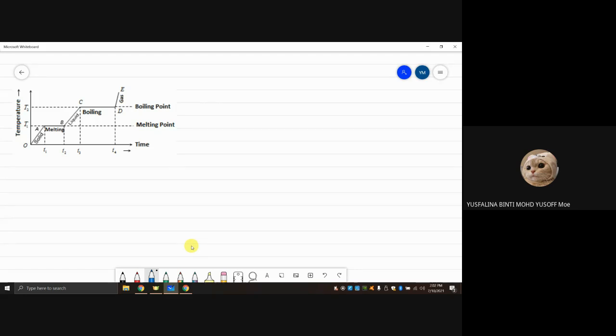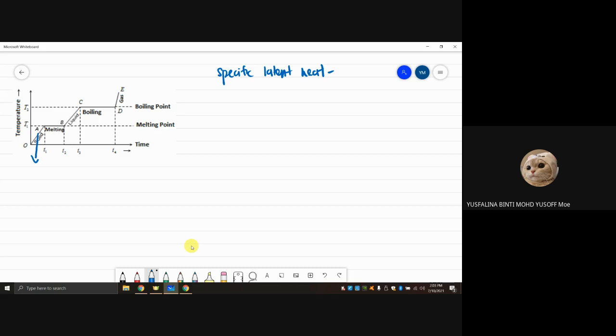So what does it mean by specific latent heat? Anyone want to try? What does it mean by specific latent heat? Can you still remember the meaning of specific latent heat?